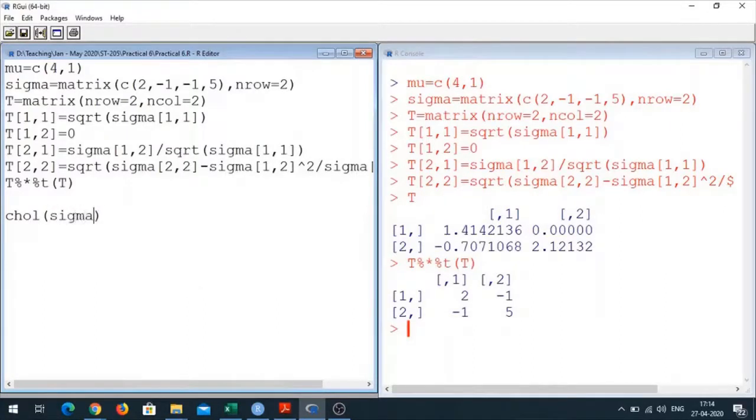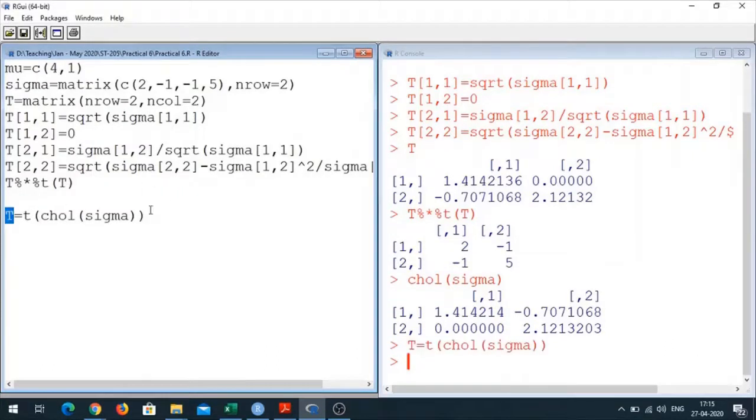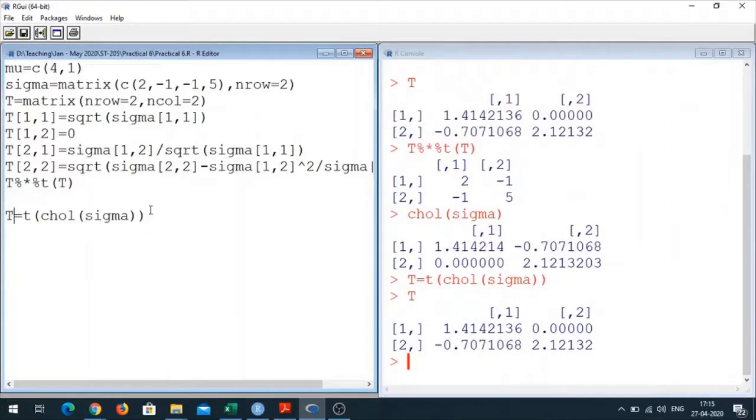So if you give chol of sigma, you actually get a matrix which is the transpose of the T that we computed just now. So the chol command gives me an upper triangular matrix, whereas what I want is a lower triangular matrix. So I can define my T as transpose of chol sigma. This will give me exactly the same result. And this command would be helpful especially when I want to deal with higher order multivariate normal distributions. Okay, so this is my T matrix.